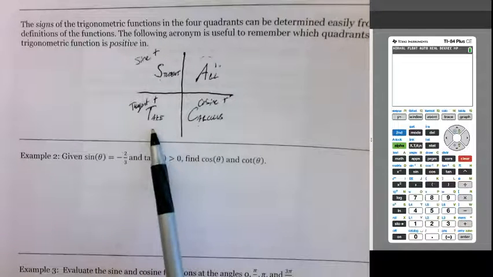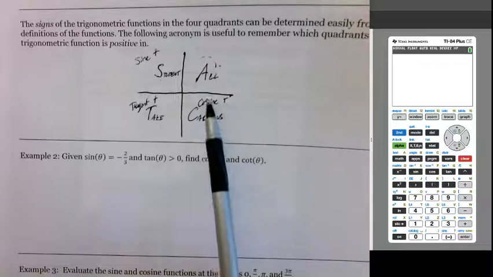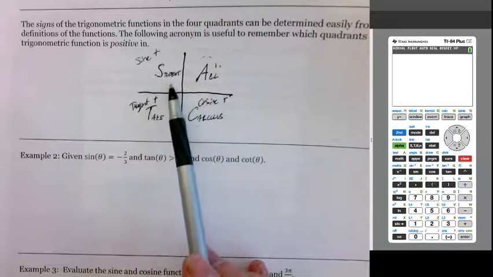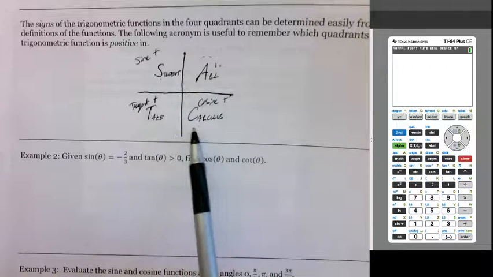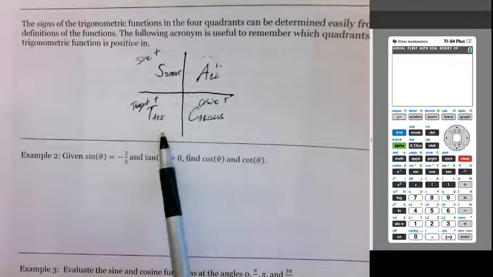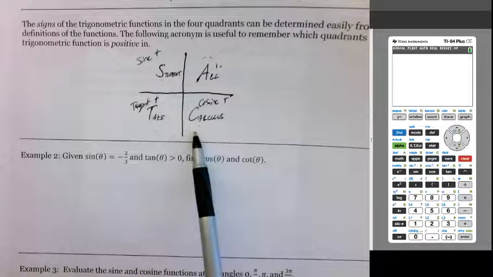I'm either in the third quadrant or the fourth quadrant, because sine is positive here and here, so if sine's negative, it's got to be either here or here. But that's not good enough. I need to know exactly which quadrant I'm in.